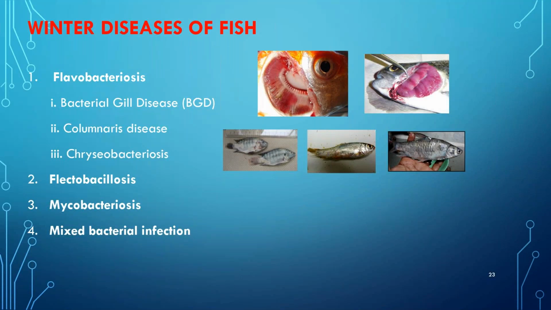Flectobacillosis, here I have mentioned, these are the tail rot, scale loss, peeling skin, which are common among them. The mycobacteriosis, there also the mycobacteria infecting fish are very infective to humans as well. The potential for zoonotic infection presents an additional challenge. These are human virulent as well.